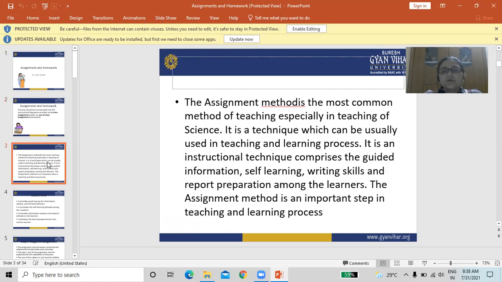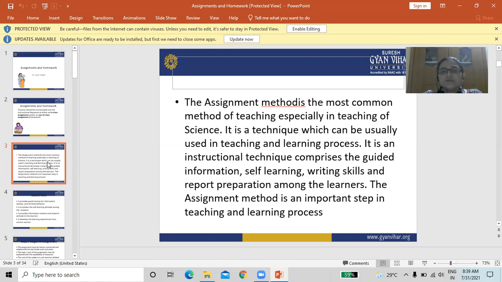The assignment method is the most common method of teaching, especially in the teaching of science. It is a technique which can usually be used in the teaching and learning process.